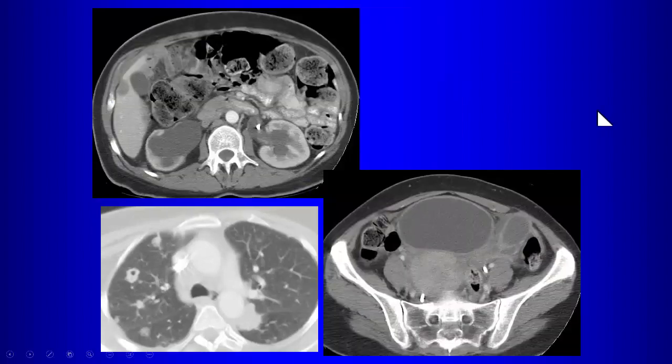Same patient. How do we put the findings together? What do we think this person has? What are the findings on the abdominal CT? Yeah, there's bilateral hydronephrosis. Anything else? Yeah, there's a mass in the pelvis with obstruction of the ureters. So this is a female patient.